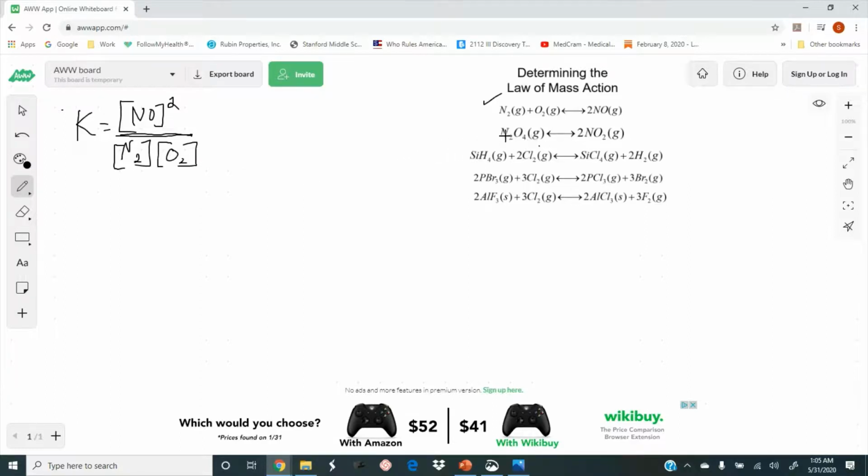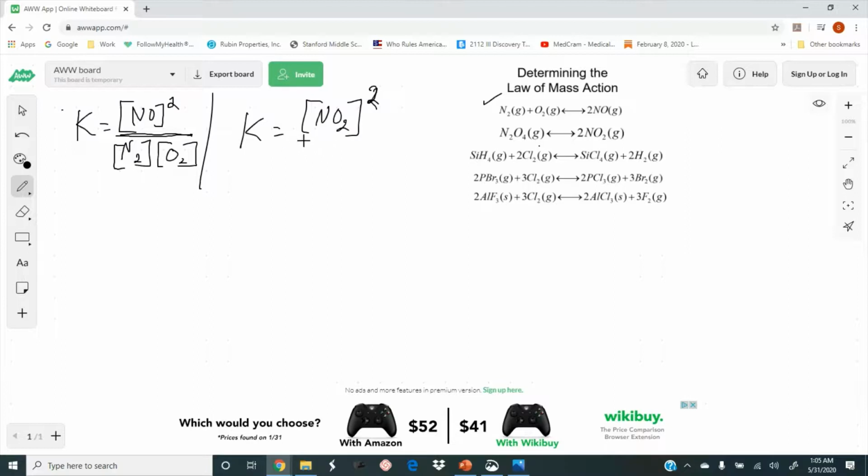Let's do the next one. N2O4 gas breaks up into 2NO2 gas. So this one, put a line right here, different one. K equals. Product is NO2, and we get the concentration. And since the coefficient is 2, we square it.